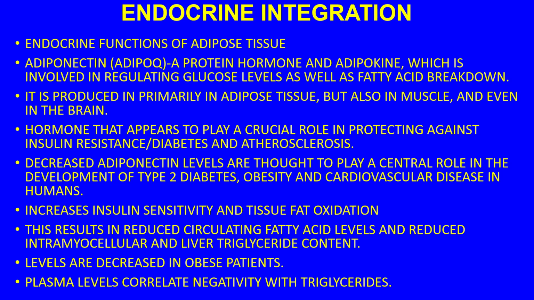The hormone appears to play a crucial role in protecting against insulin resistance and diabetes, as well as atherosclerosis. It has been noted that decreased adiponectin levels are thought to play a central role in the development of type 2 diabetes, obesity, and cardiovascular disease in humans. Adiponectin will increase insulin sensitivity and tissue fat oxidation. It will also result in reduced circulating fatty acid levels and reduced intramyocellular and liver triglyceride content.